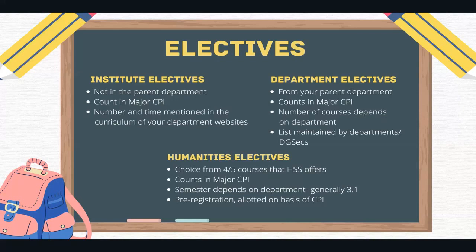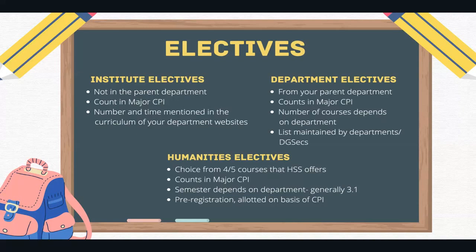Department electives are from your own parent department and they count in your major CPI like institute electives. The number of courses depends on your department and varies from department to department. The list of department electives is maintained by your departments and your DG secs. To check which courses you can take up as department electives, you can check your department websites and contact your DG secs to give you a list for the same.